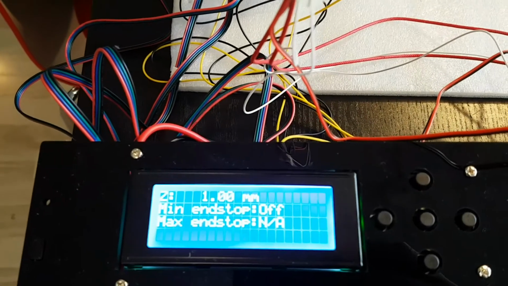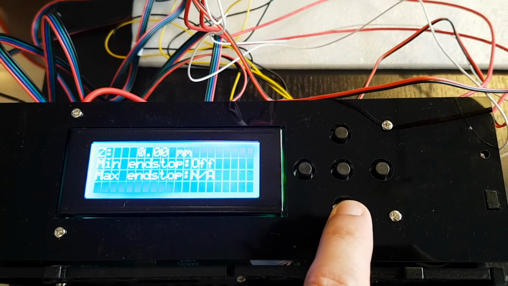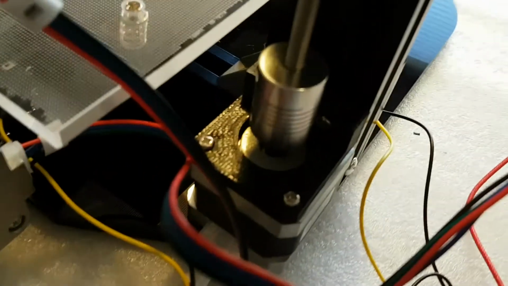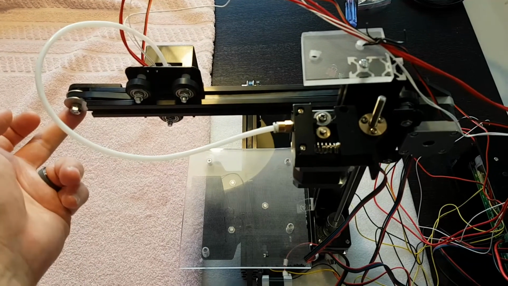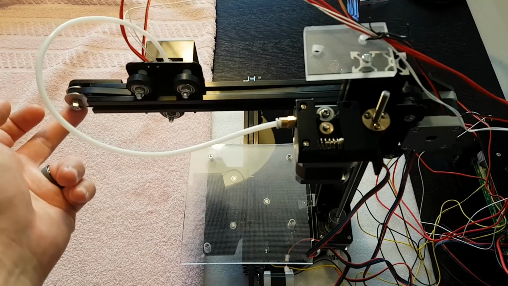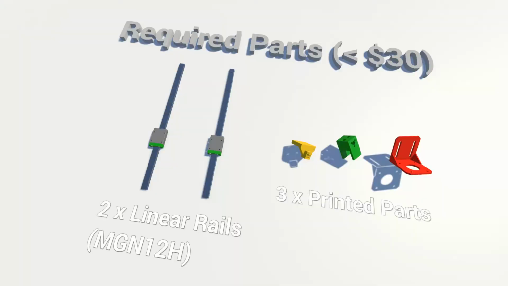When I first got my Tronxy X1, the Z-axis wouldn't move. And no matter how much I tightened the nuts, bolts and wheels, the arm would still just flail around. Then the bed started to wobble too, so I decided to replace the wheels with linear rails.